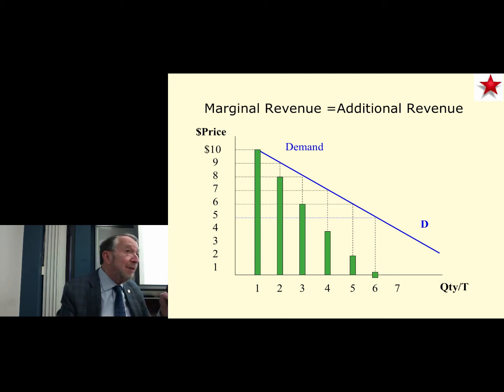In fact, if I try to sell the 7th shirt, I have to lower the price to $4, and 4 times 7 is 28. And so consequently, if I were to produce in that range, you'd actually have negative marginal revenue. Marginal revenue would go down.